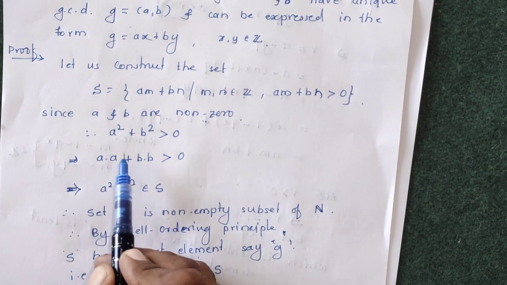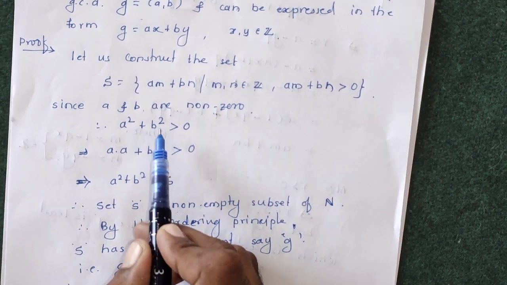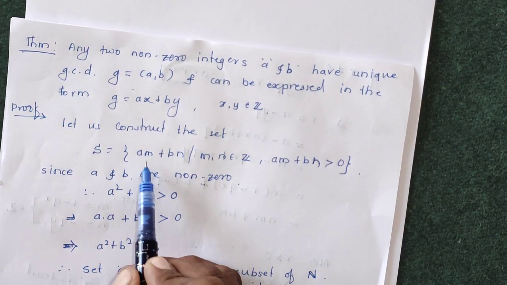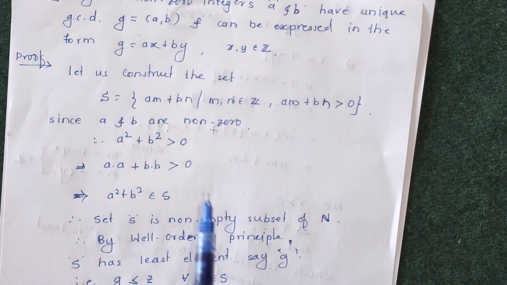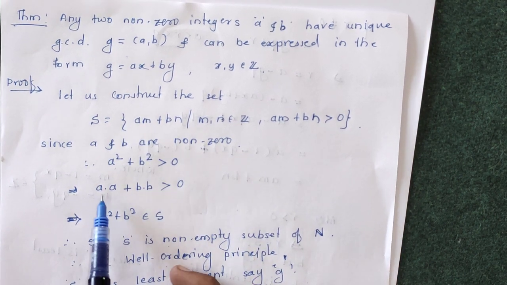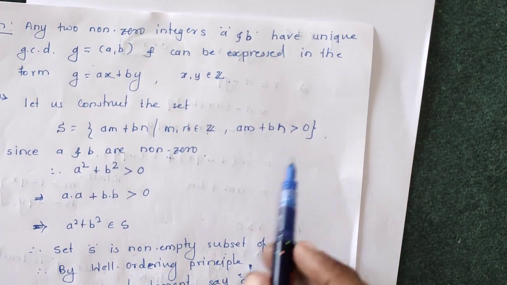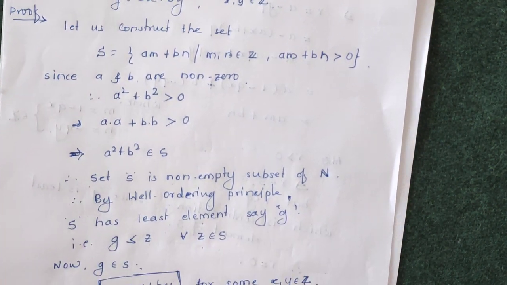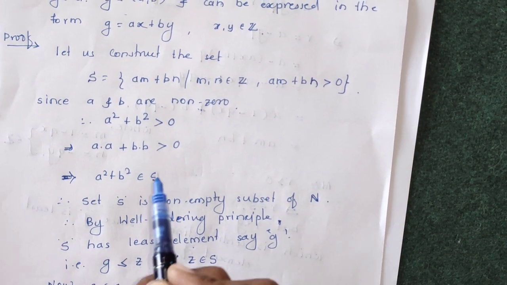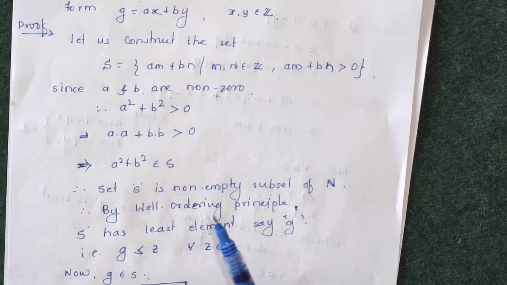plus bn, since a square is equal to a into a and b square is equal to b into b. So this number looks like am plus bn. So a square plus b square is of the form am plus bn, and this element is greater than 0, since the sum of any two squares is again a positive number. So this greater than 0 implies a square plus b square belongs to S.